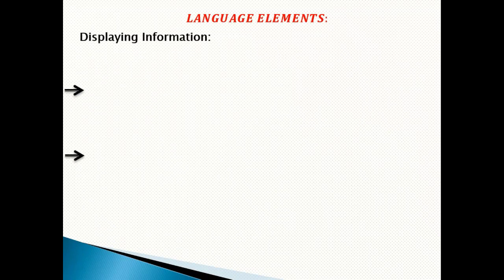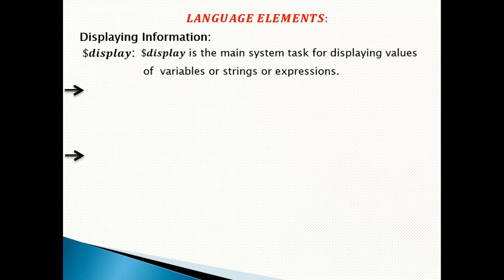Display information. $display is the main system task for displaying values of variables, strings, or expressions. This is used in Verilog constructs as $display(P1, P2, P3, ..., Pn). P1, P2, P3, Pn can be quoted strings, variables, or expressions. The format of display is similar to printf in the C language. $display inserts a new line at the end of the string by default. There is no need to introduce any new arguments to produce a new line.